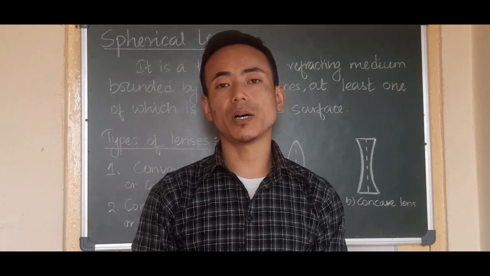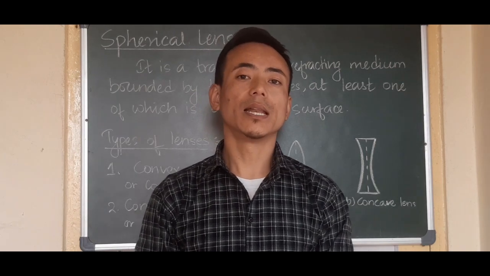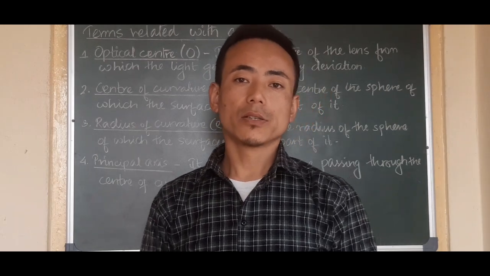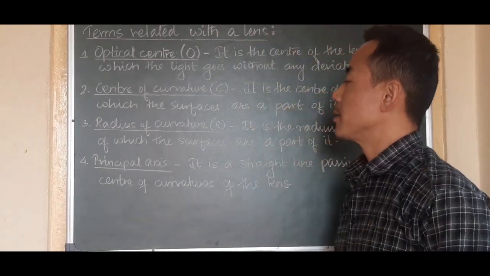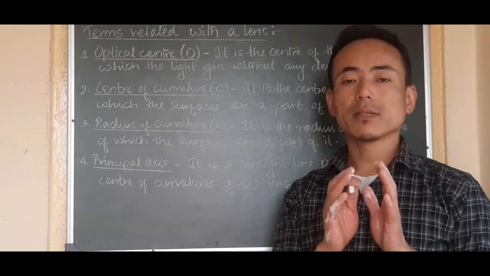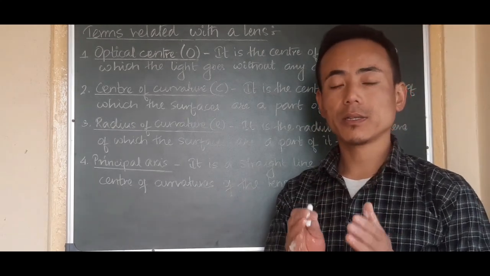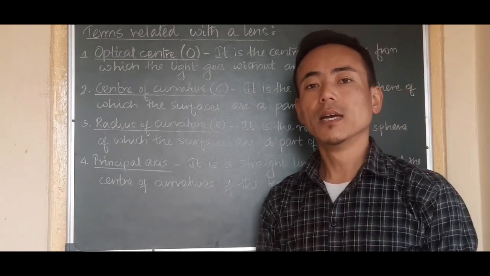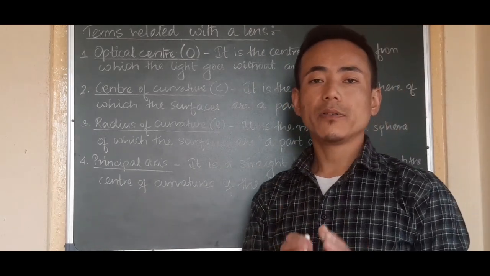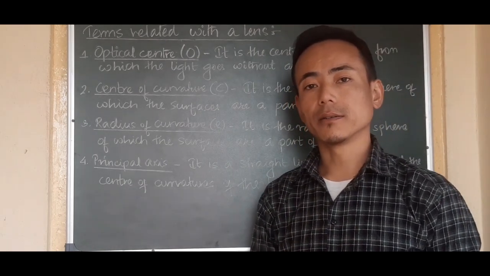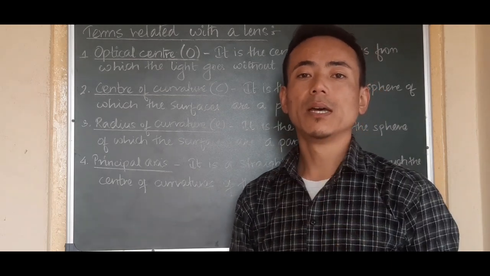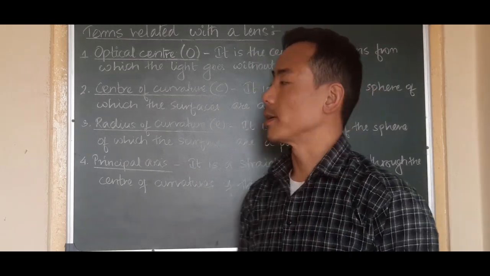Now let's discuss the terms related with the lens. So the first term is optical center, which is represented by O. So what is an optical center? It is the center of the lens. Whether it is a convex lens or a concave lens, the center of the lens we call the optical center. And if a ray of light passes through this optical center, it goes without any deviation. That means it will travel in the same straight line. So that is our optical center.